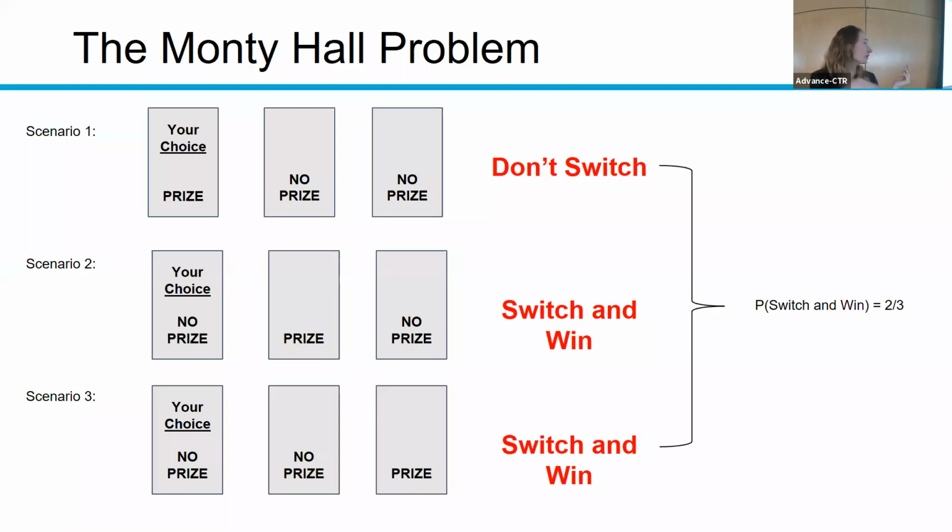Similarly, in scenarios 2 and 3, you have still chosen door 1, which does not contain the prize. And in both of these scenarios, you're going to be shown the door that does not have the prize, and it's going to be beneficial to you to switch to the door with the prize. So, looking at probability, the probability of switching and winning is 2 out of 3. 2 of those scenarios will cause you to win out of a total of 3 possible scenarios.